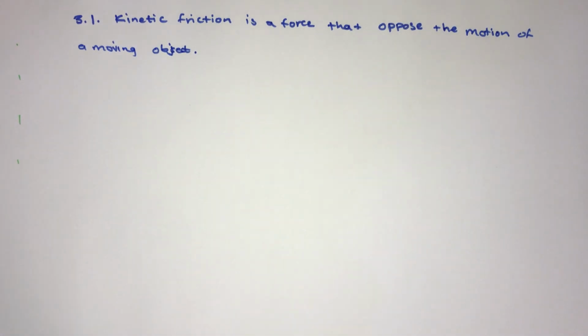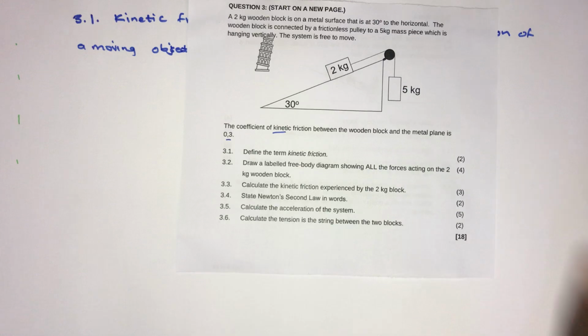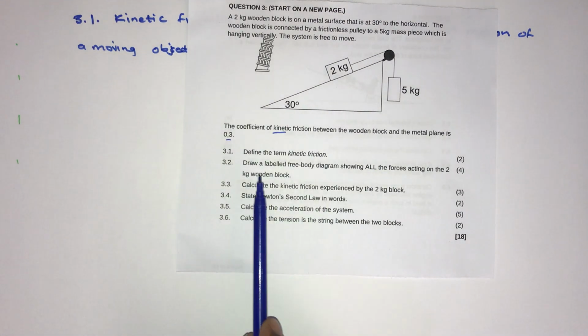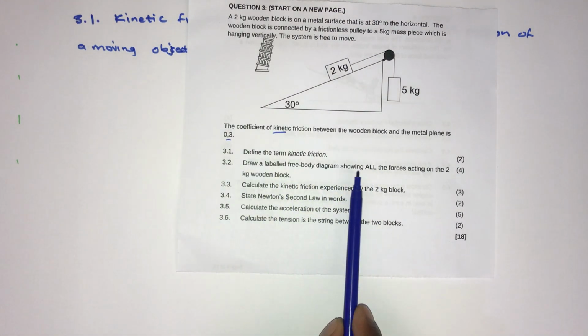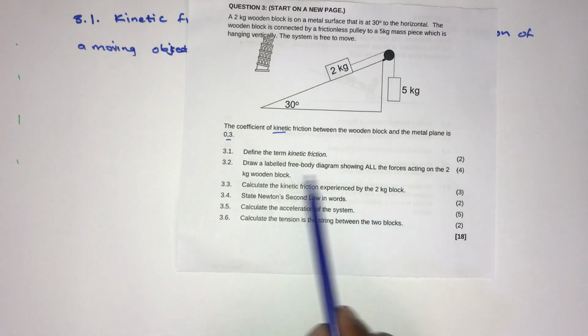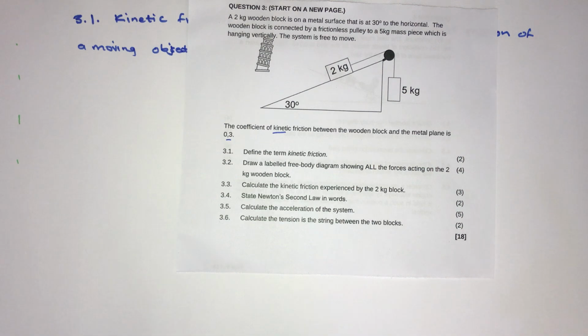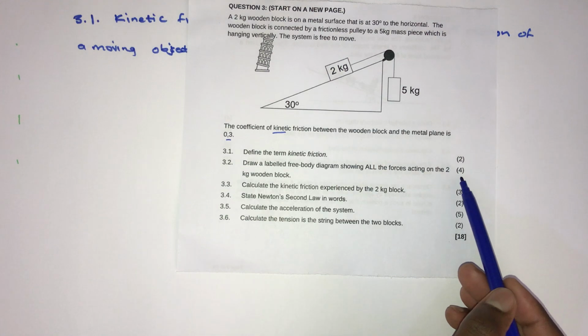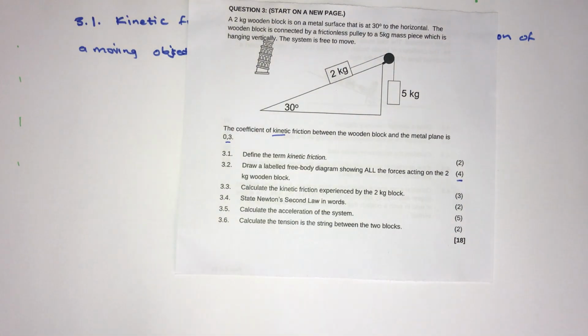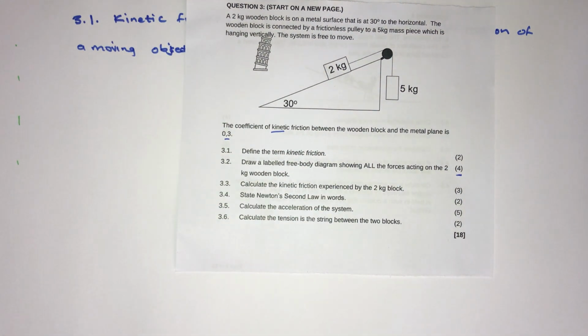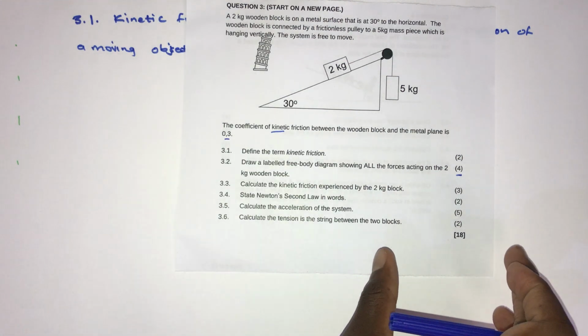Now let's move to 3.2. 3.2 says draw a labeled free body diagram showing all the forces acting on the 2 kg block, or the 2 kg wooden block. So before you draw the free body diagram, first you check the mark allocation. The mark allocation represents the number of forces that are acting on that object. So check, we have 4 marks. That means we must show 4 forces acting on that 2 kg block.